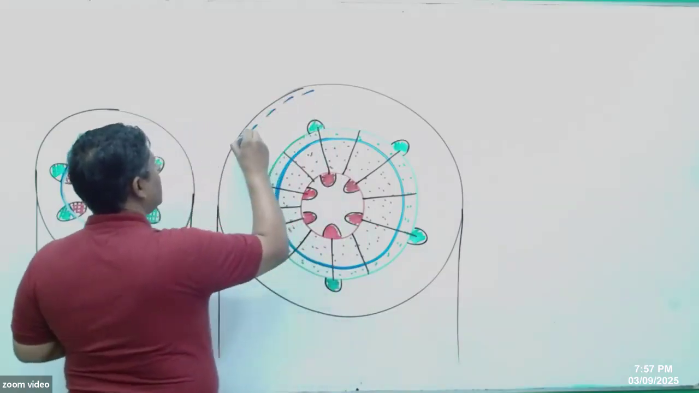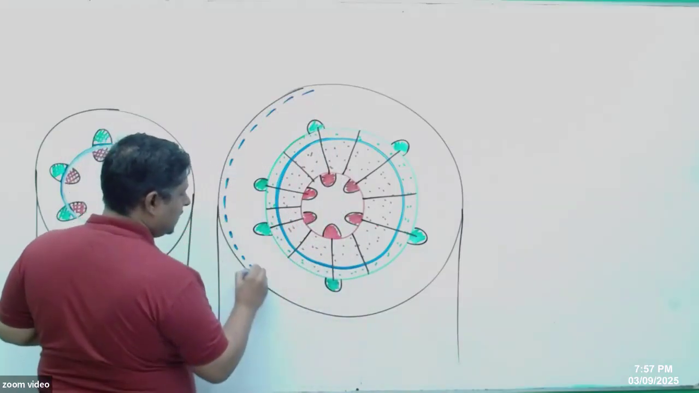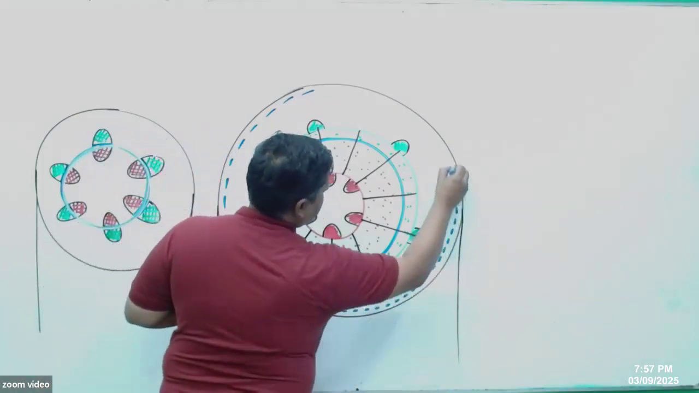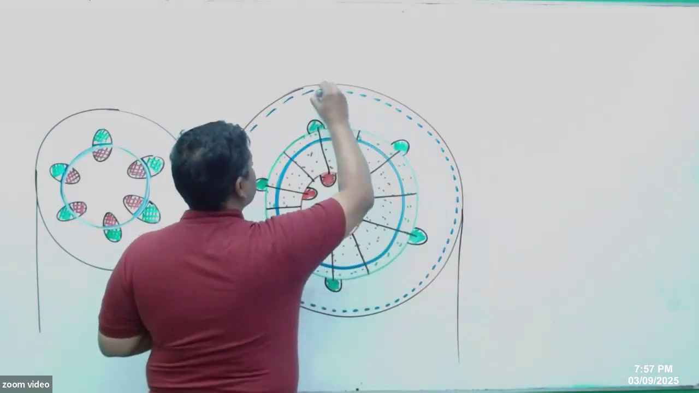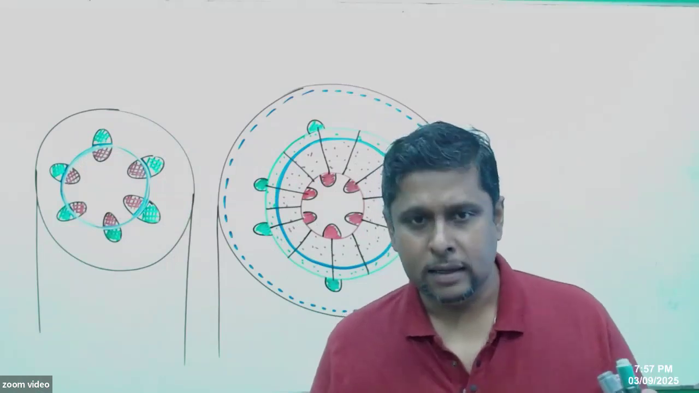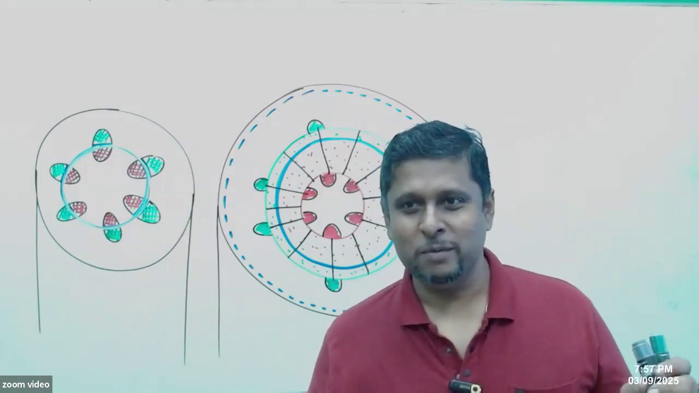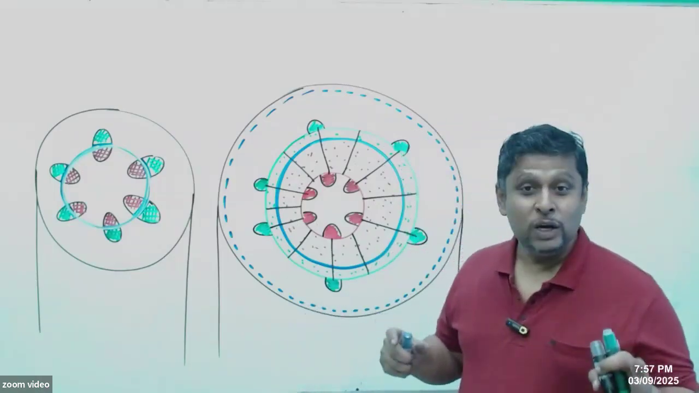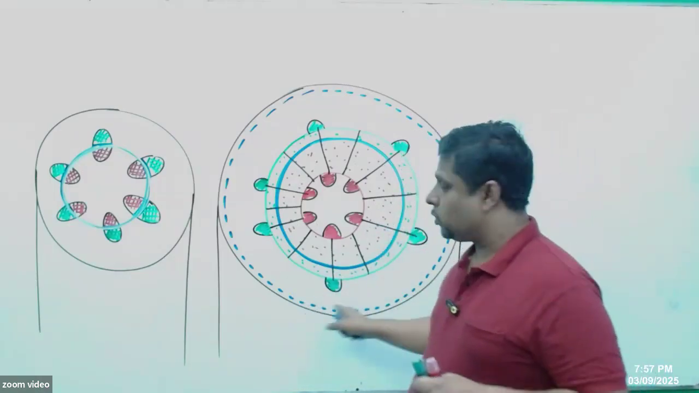What is this dividing cell layer? Can someone tell me what that is? What is this cell layer, my dear? Can you tell me what that is? Come on, please respond to me. What is that cell layer, people? That's the cork cambium. So this is cork cambium.